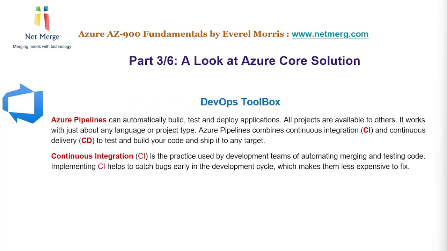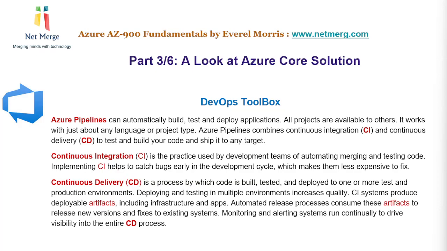Now, continuous integration, I use the term quite a lot. It is really the practice used by development teams to automate the merging and testing of code, and it helps to catch bugs early in the development life cycle, which makes them less expensive to fix later on downstream. So that is a general overview of CI. Now let's look at CD.